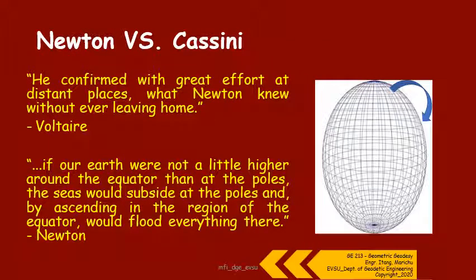According to Newton, if our Earth were not a little higher at around the equator than at the poles, the seas would subside at the poles and, by ascending in the region of the equator, would flood everything there. So that is impossible, and he opposed the shape that was proposed by Cassini. If the poles were longer, the water would come down and it would be flooded at the equator. So it would be impossible.